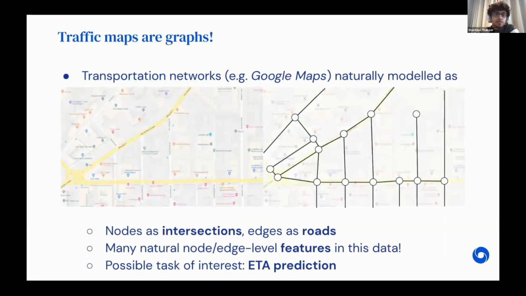But actually, in real life applications, we see graphs everywhere. For example, transportation networks, like we use in Google Maps, can very naturally be modeled as graphs. We can think of the intersection points in our maps as nodes, and the roads connecting different nodes can be our edges in our graph. And here there are also many natural features that just pop out once you model the data set like this. For example, you can have the length of the road or the amount of time it usually takes to travel across it as features for the edge. And one possible task we would be interested in doing here would be ETA prediction, so trying to predict how long it takes to get from one node in the graph to some other node.